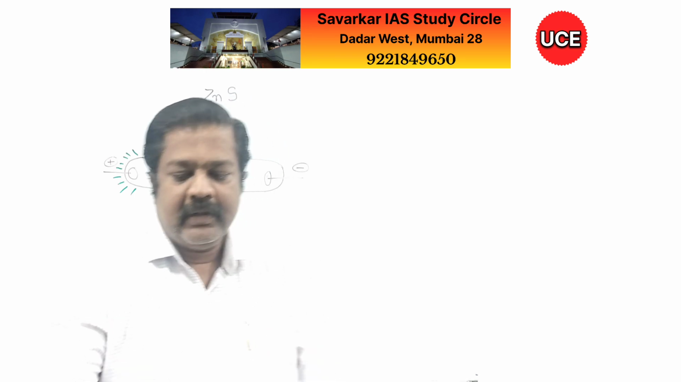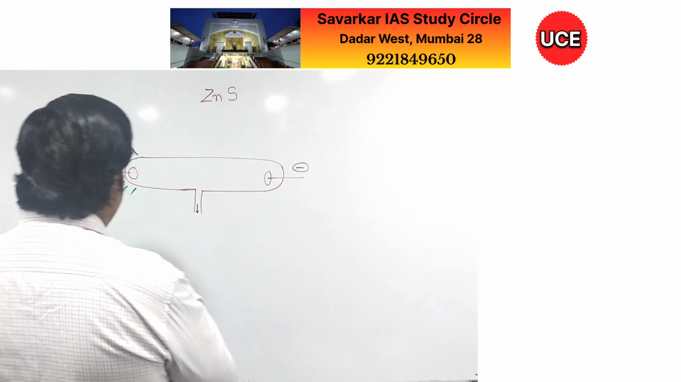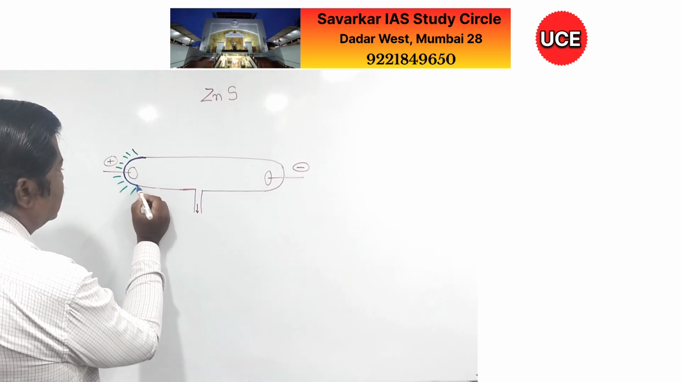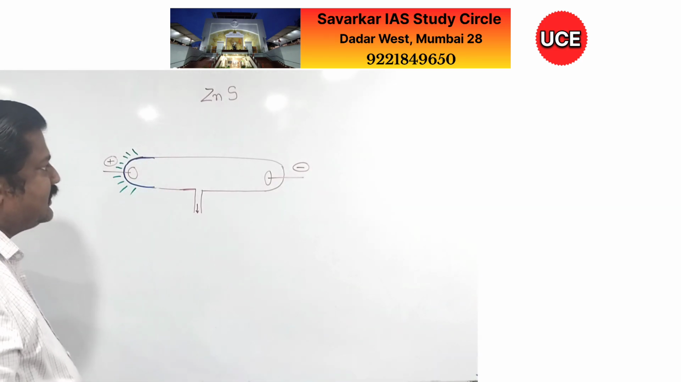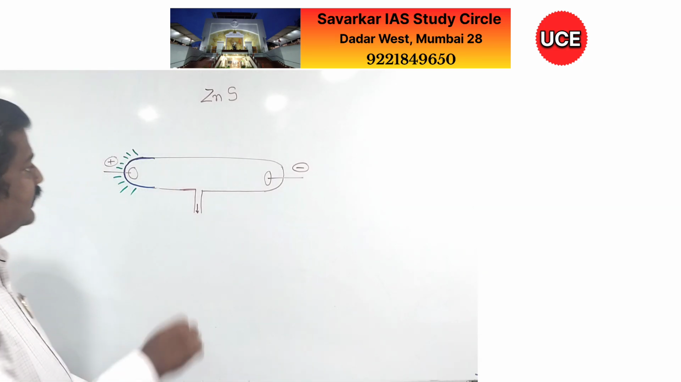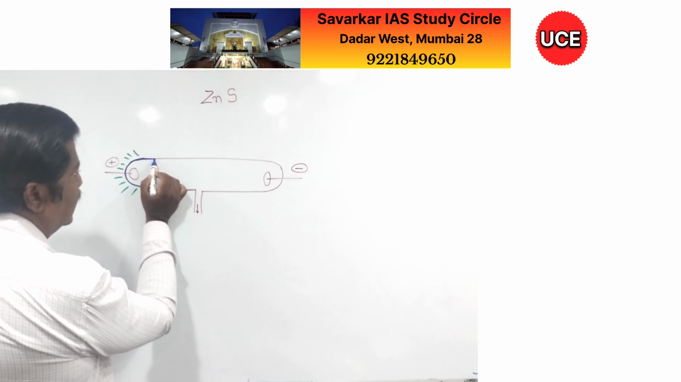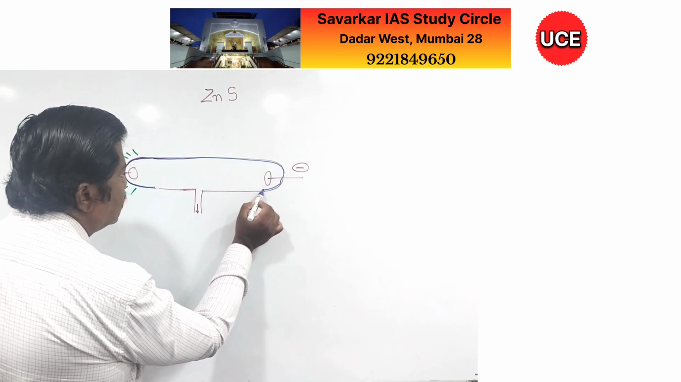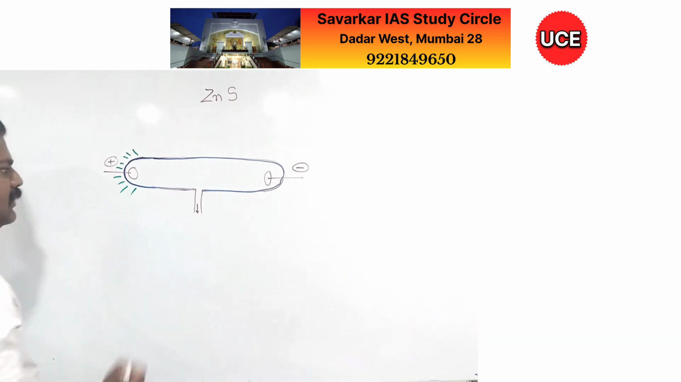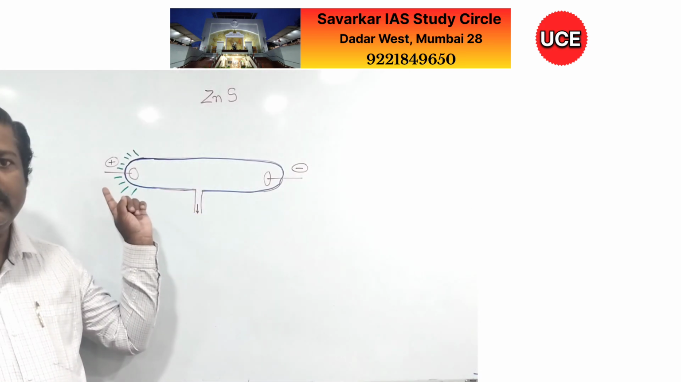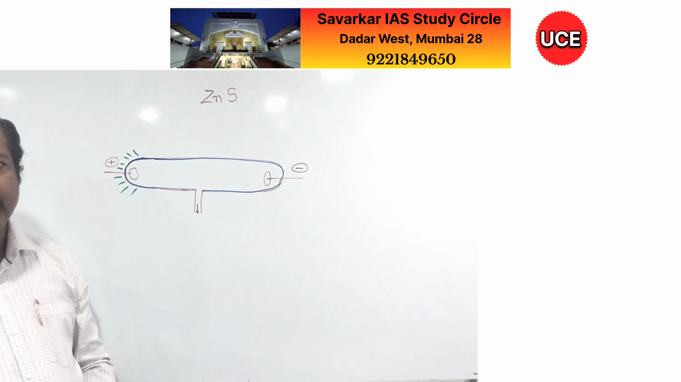Now scientists applied zinc sulfide over here. In this portion they applied zinc sulfide and realized that this portion is glowing with white light, now not green. They applied zinc sulfide everywhere, but only opposite to the cathode, that portion is glowing.